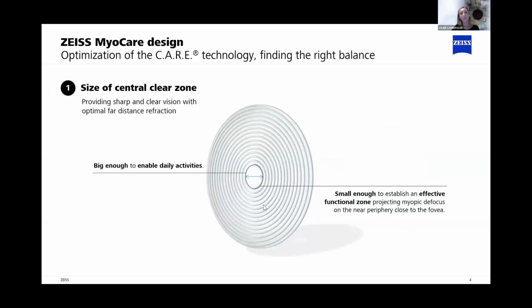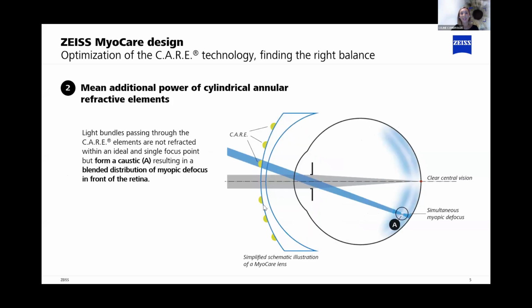So yes, we needed to find the best size of the central zone, big enough to be comfortable for children doing activities and small enough to have an effective functional zone. Then we needed to find the best way to add this power on the front surface. So we have created this technology, which is called care element, cylindrical annular refractive element.